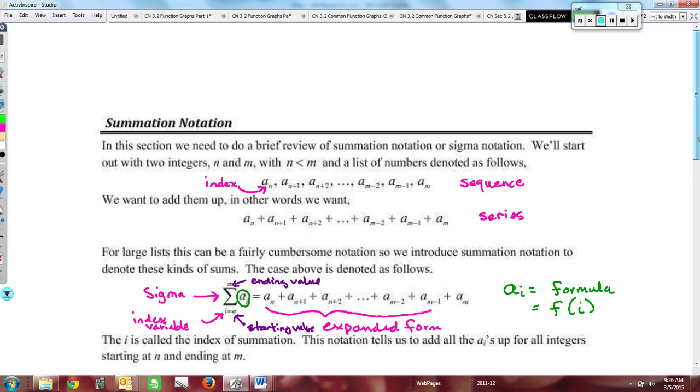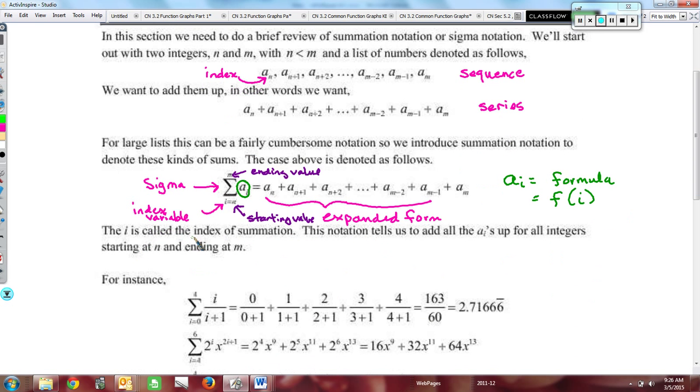And so the I is your index of summation, okay? And we're going to add up all the terms in the sequence for all the integers from the starting value to the ending value, because your position in the list is going to basically be an integer. Now you actually can do it with negative numbers and positive numbers, but in the context of what we're going to use it for, we're pretty much going to always start at 1 and go all the way to a positive value.